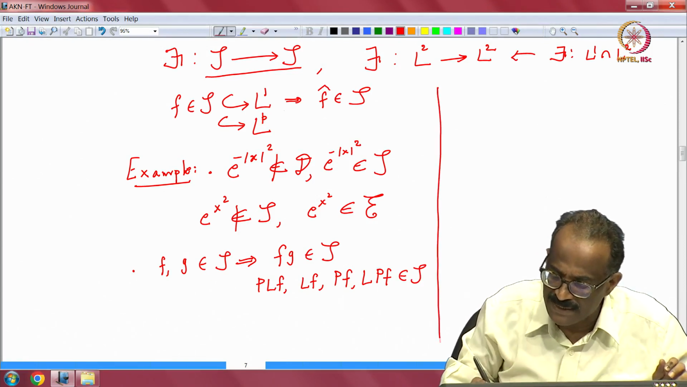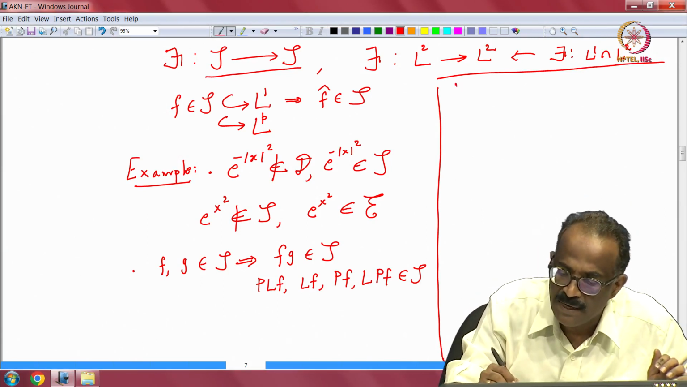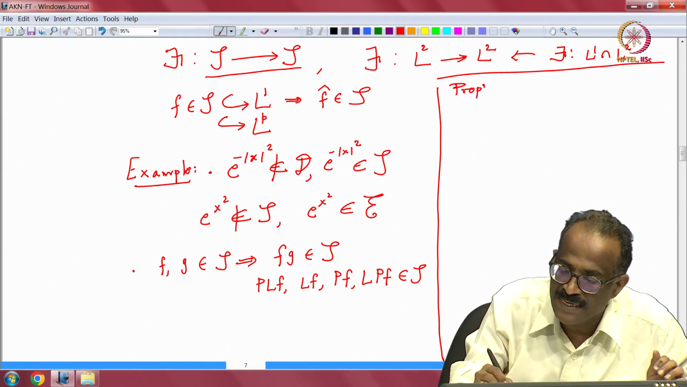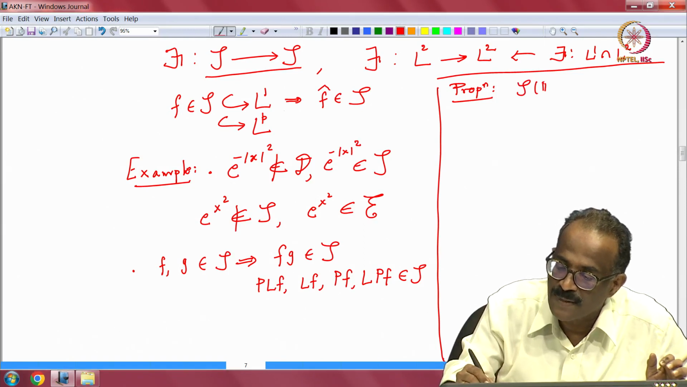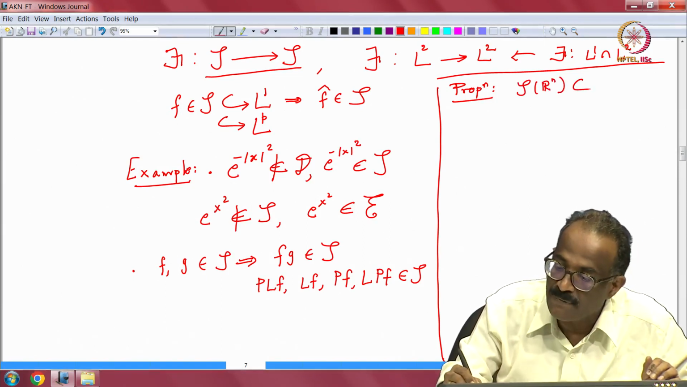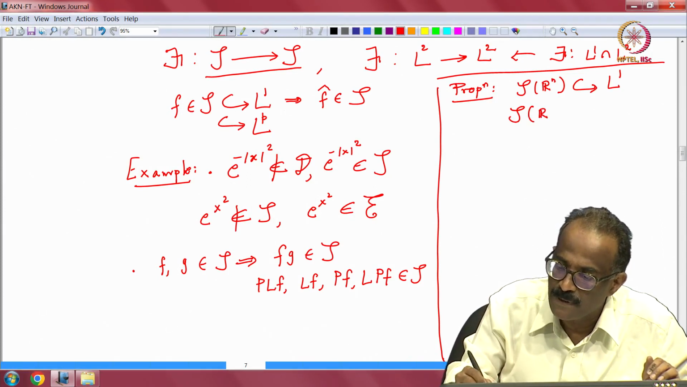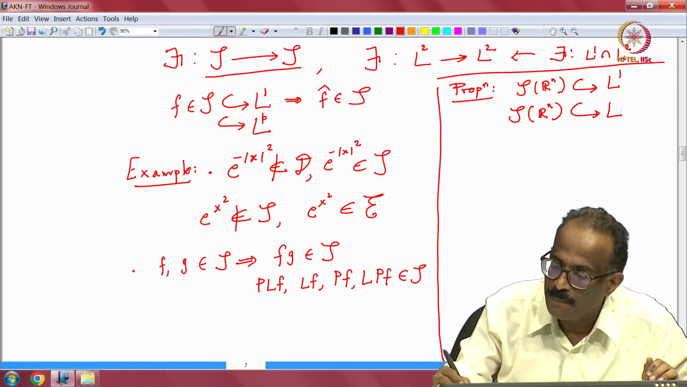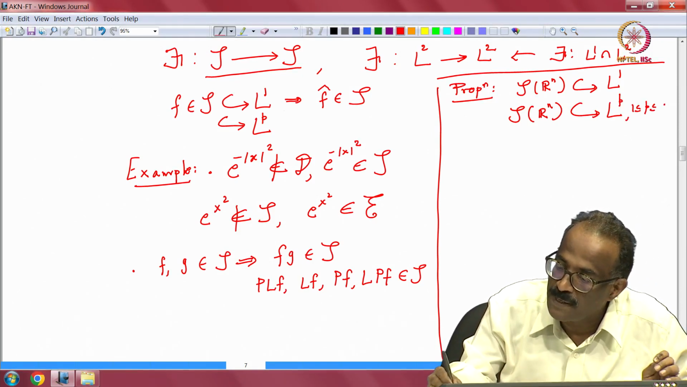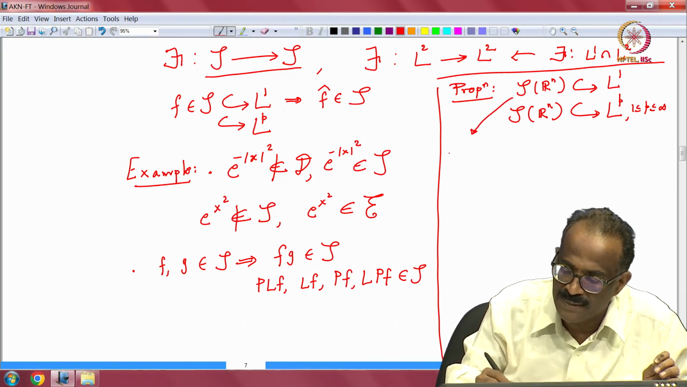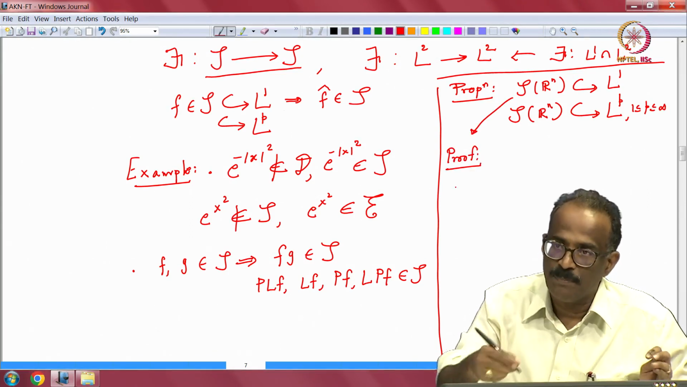And one interesting result, where the technique is probably useful, you have probably seen it anyway, but for the sake of completeness let me prove it. Zeta of Rn is contained in L1, is embedded in L1. In fact, zeta of Rn is in LP for 1 less than or equal to P less than or equal to infinity. So let me give you a quick proof of it. The same trick can be employed there.